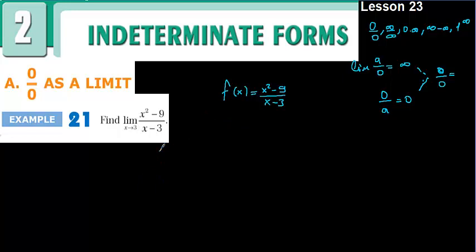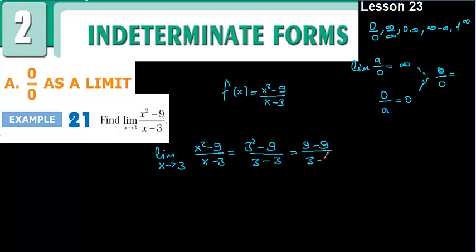Firstly, we have to understand that it is 0 over 0. The limit as x tends to 3 of x squared minus 9 over x minus 3: when you replace the value, 3 squared minus 9 over 3 minus 3 is equal to 9 minus 9 over 3 minus 3, that's equal to 0 over 0. So this is an indeterminate form. If you find that it's an indeterminate form, then you're going to use the factorization method.